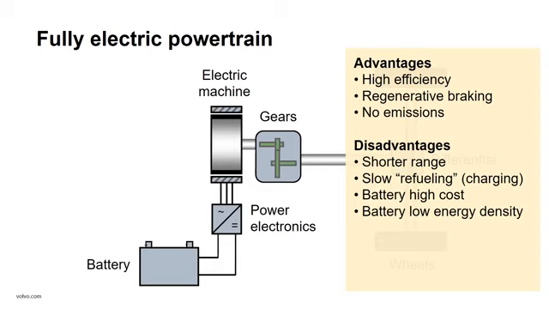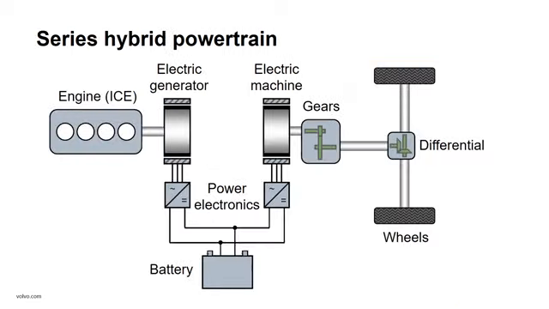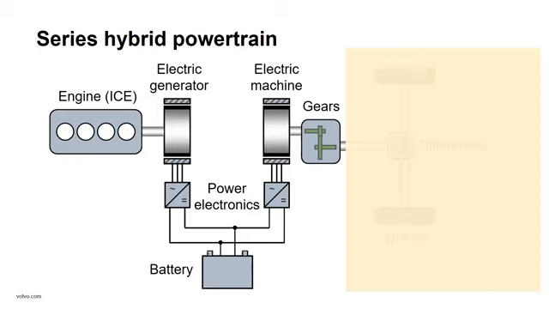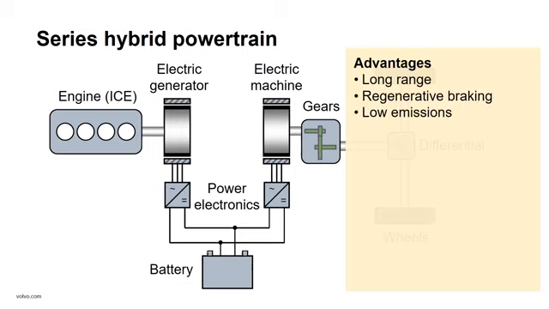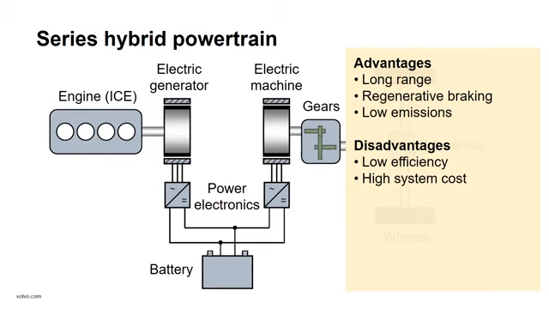Hybrid powertrains can be the answer. That is, we bring the combustion engine back to the design. A serial hybrid is an electric vehicle with a small combustion engine that charges the battery. Advantages are long range, regenerative braking, and low tailpipe emissions. Disadvantages are low efficiency and high system cost. A serial hybrid powertrain addresses some of the disadvantages, both regarding conventional and fully electric powertrains. There are still some disadvantages though.